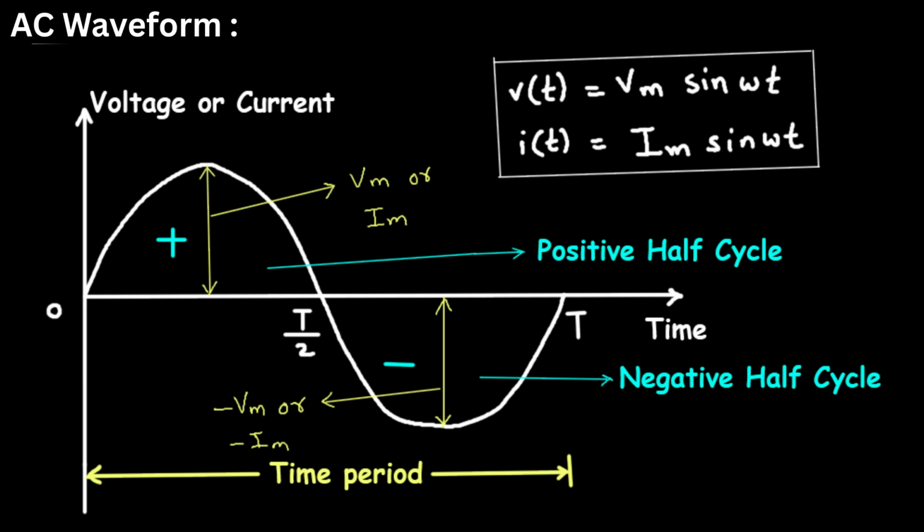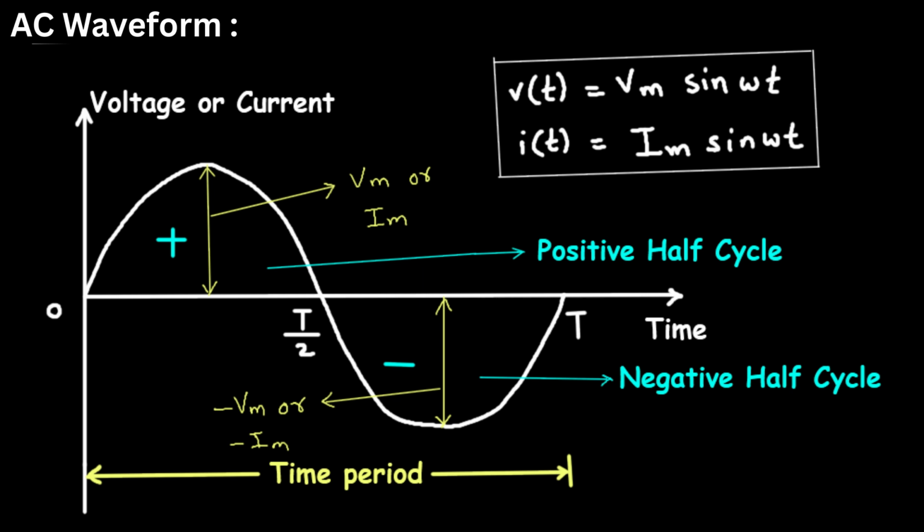Current is like the flow of water itself. It's the amount of electricity that's actually moving through the wire. So, this vertical axis tells us the strength of the push, voltage, or the amount of flow, current, at any given moment. The higher up the line goes, the stronger the positive push. The lower down it goes, the stronger the push in the opposite, negative direction.